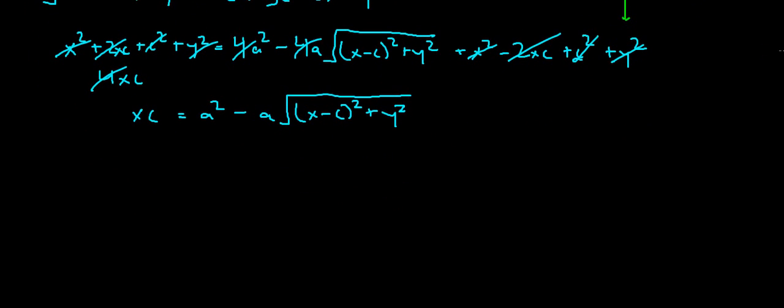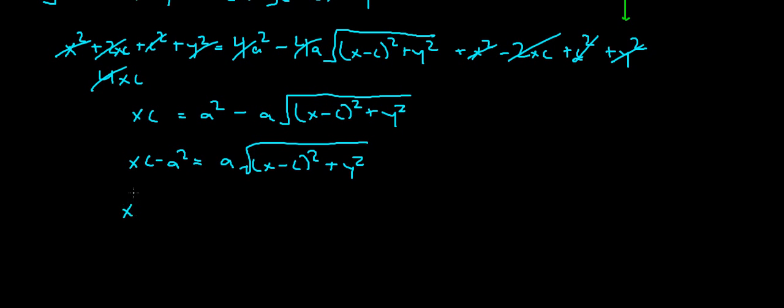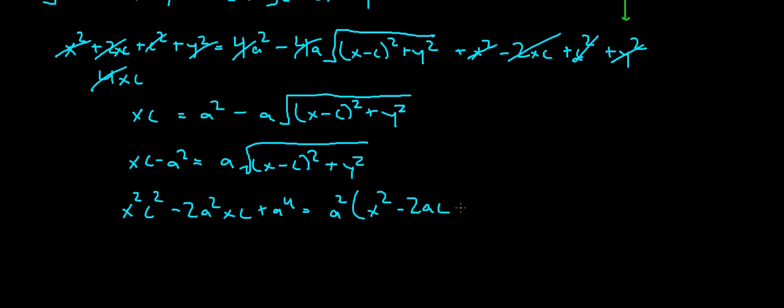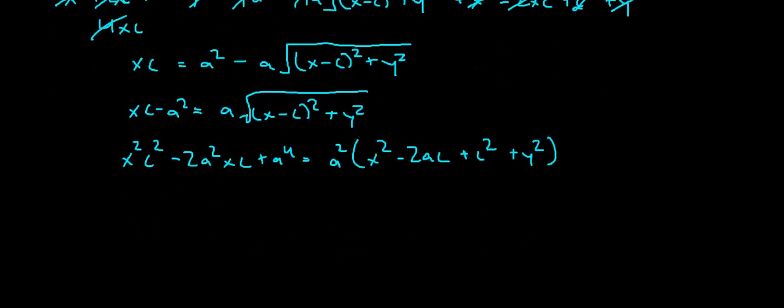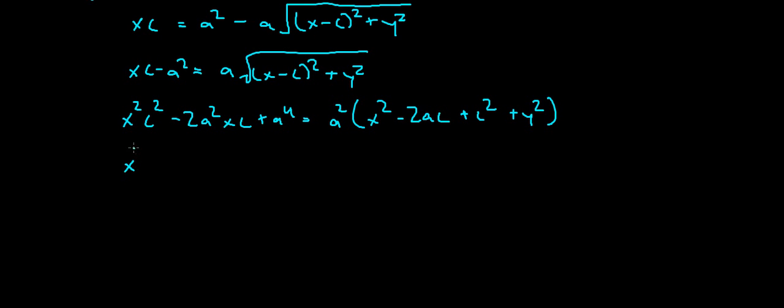So I'm going to square it again in order to get rid of this radical, so I'm going to subtract this over to the other side. Now I'll square it. So it'll be a squared times, what's all this, x squared. And it is necessary for me to multiply all this out, unfortunately.